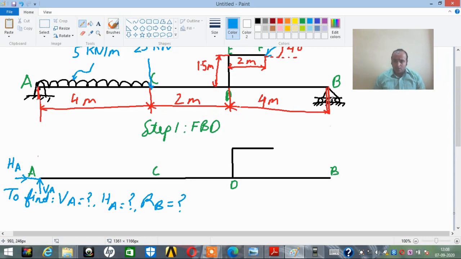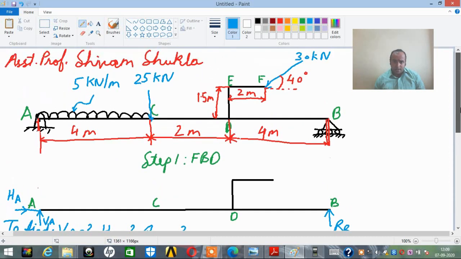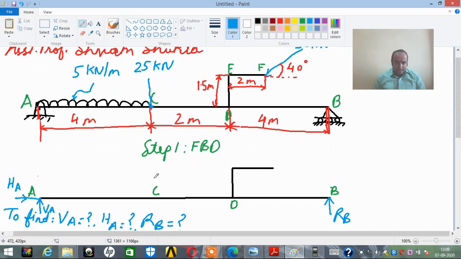Same over here, since it's a roller support, it allows rotational motion as well as motion along the horizontal direction. That is why there will be only one resistance in the vertical direction, RB, a vertical normal reaction. Now I will show the loads which are already shown in the diagram, that is 25 kilonewton and 30 kilonewton acting at points C and F respectively. So 25 kilonewton is acting vertically down at point C, and 30 kilonewton over here.